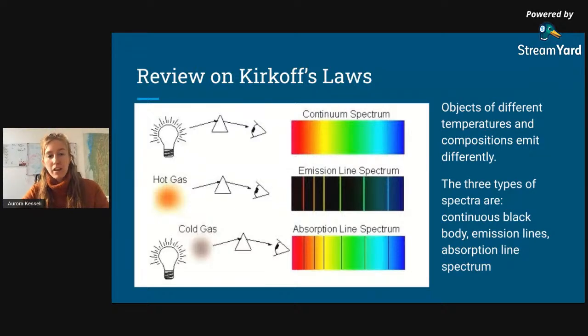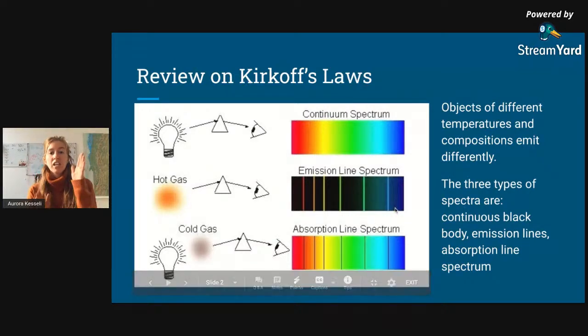Next, if you have, again, hot gas, but now the gas is diffuse, so there's not as much of it and it's optically thin, instead of seeing continuous radiation, you're going to get emission lines at the wavelengths where the elements or molecules in your gas are emitting. That's what this image here is showing. This is our emission spectrum, so we see single emission lines at different wavelengths.